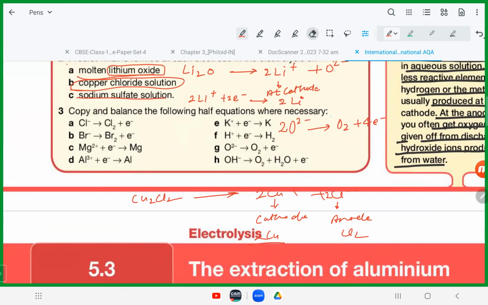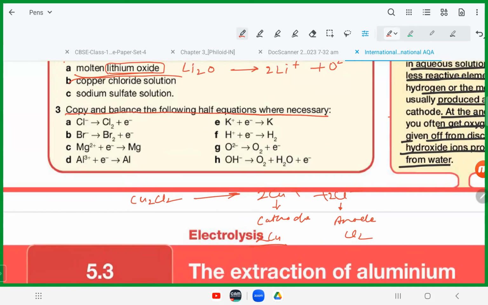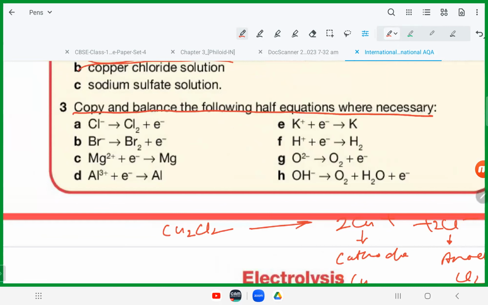Copy and balance the following half equations where necessary. You already did this last class, I think. So here will be 2, and this will be 2 electrons. Here will be 2 electrons. Here will be 2 electrons. Here will be 3 electrons. This one is correct already. H plus 2 electrons, correct. Here will be what? No, 4 electrons. Here will be OH. Here there is nothing, 2 and 4 electrons. So this is like that.